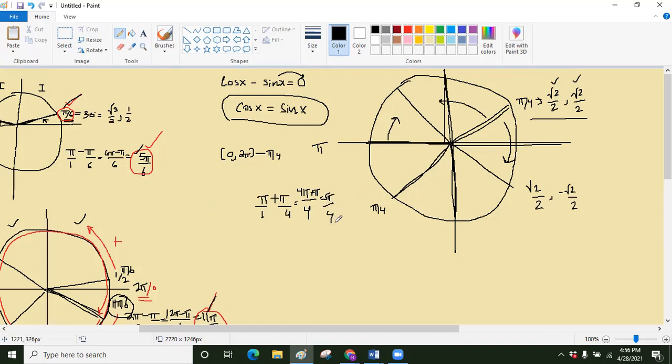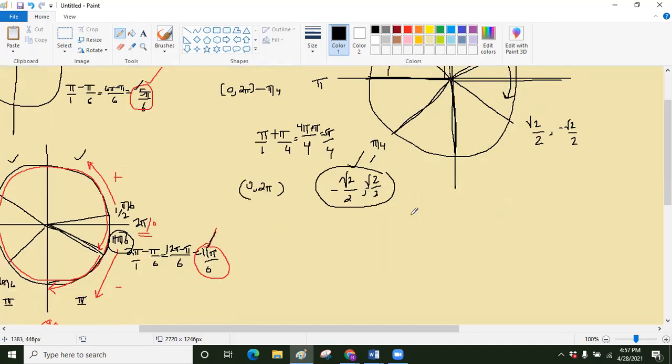So at 5 pi over 4, the cosine is negative root 2 over 2, and the sine is also negative root 2 over 2. So the cosine also equals the sine in this particular case. So if we're evaluating on the interval from 0 to 2 pi, then these solutions, pi over 4 and 5 pi over 4, stand true.